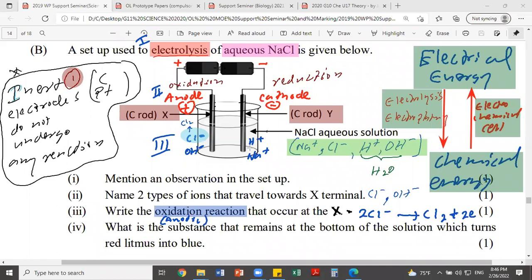What is the reaction that occurs near the cathode? Who will gain electrons? Cathode means reduction. So the negative terminal releases electrons. These electrons are captured by positive ions in the solution. Who will capture these electrons? Who will gain electrons first from the negative terminal? H plus or Na plus? You have to decide from the activity series. Who is at the top and who is at the bottom?